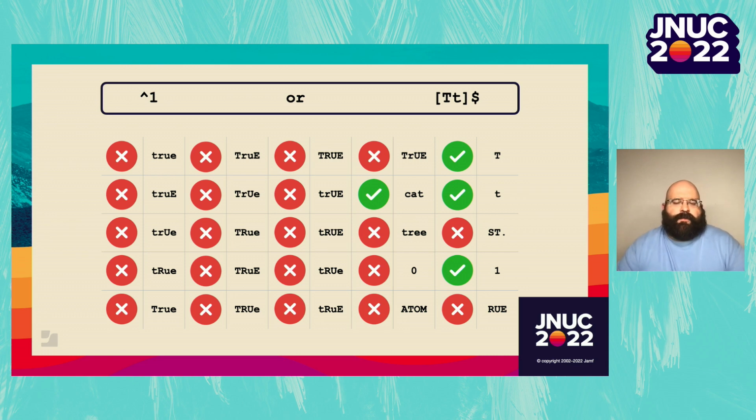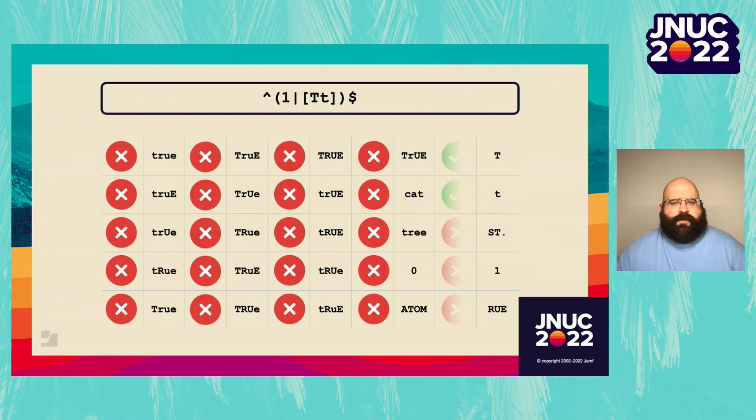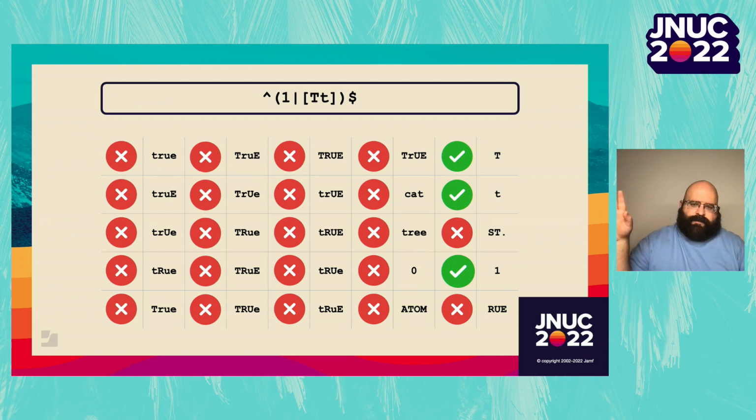So we fix this by using parentheses. And parentheses are sometimes referred to as capture groups. So we're going to create a capture group in here with parentheses, which is we're going to say beginning of string, something here in the center, end of string. And in this case, we're saying the something here in the center is the value 1 or upper or lowercase t.